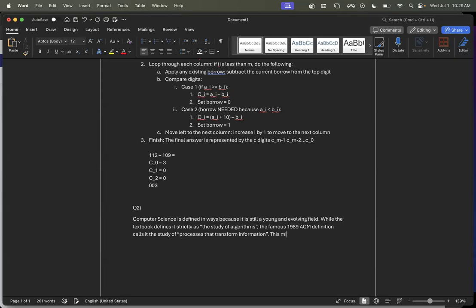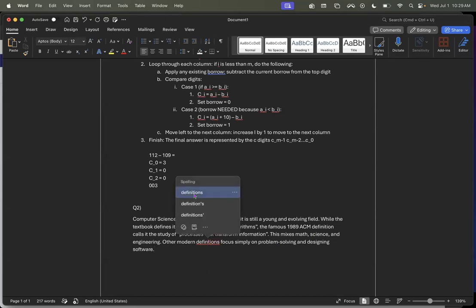So this mixes a lot of things, right? What does it mix? It mixes math, science, and engineering, to name a few, while other modern definitions focus simply on problem solving and designing software. So this is enough to suffice and to satisfy that question too.